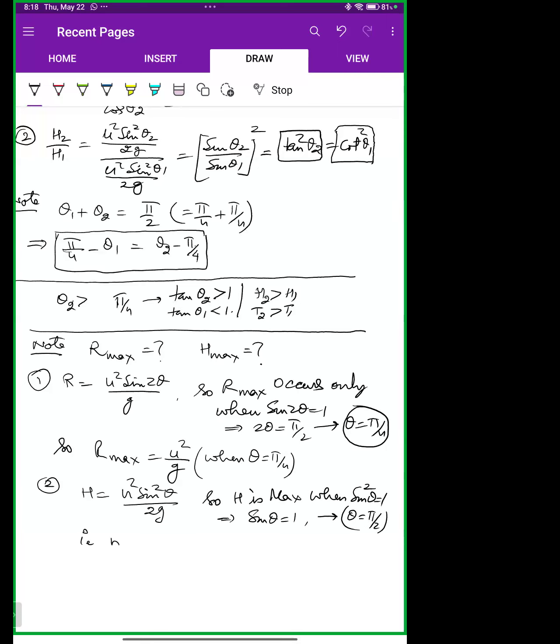That means, body thrown vertically up: H max is equal to U square by 2G when theta is pi by 2. Look at these two statements. Under what condition is range maximum? Under what condition is height maximum? They are not maximum in the same case.